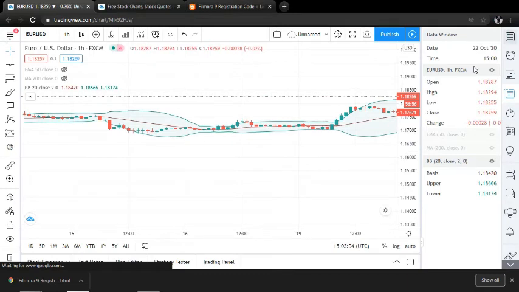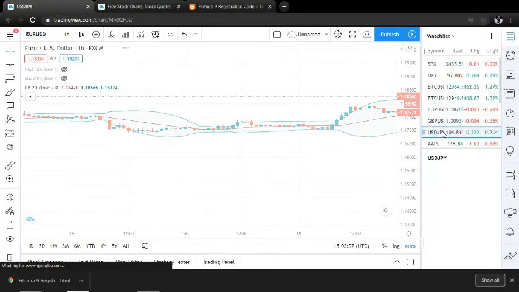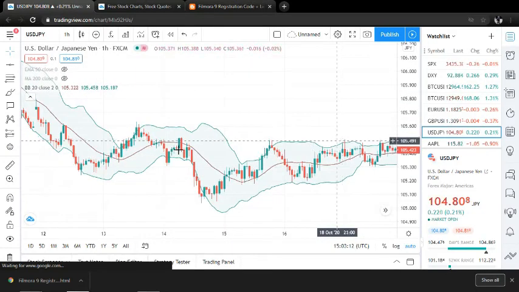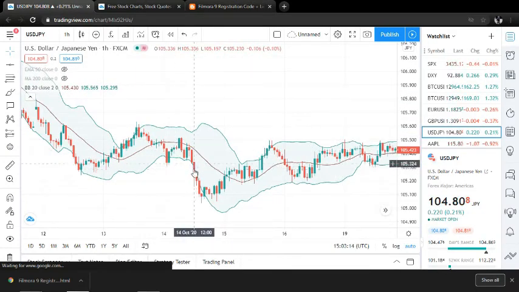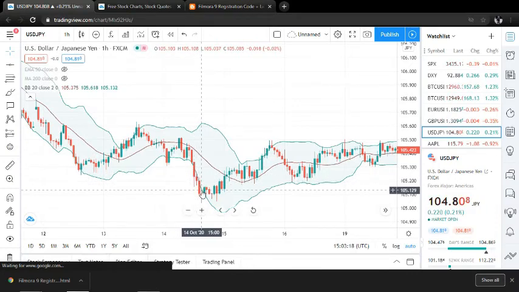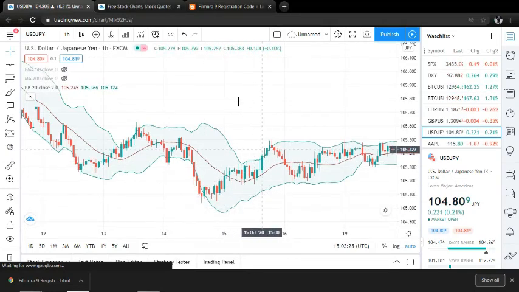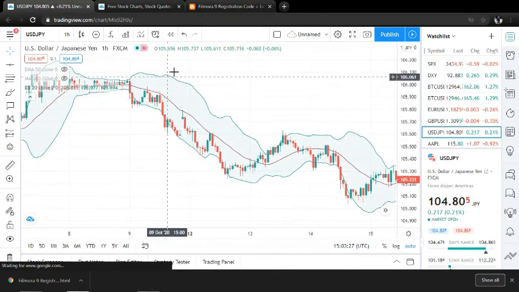Let me use another pair, USDJPY for example. So price does not always stay within the band. Price would always find its way outside the band when there is a trend, but there would always be a correction that would send it back into the band. And when it comes back, you know that it is almost likely going back up.